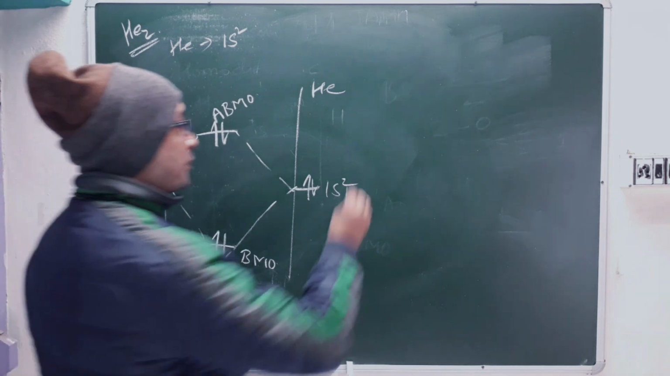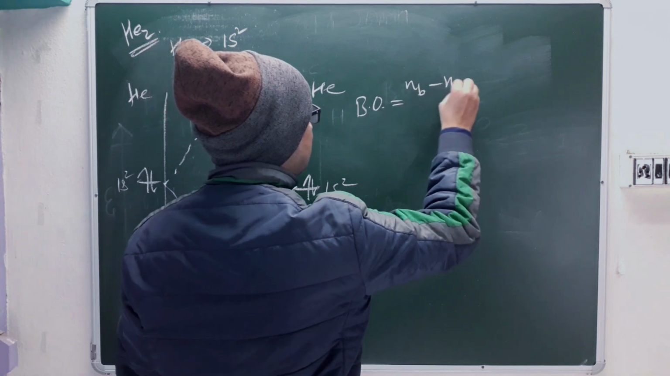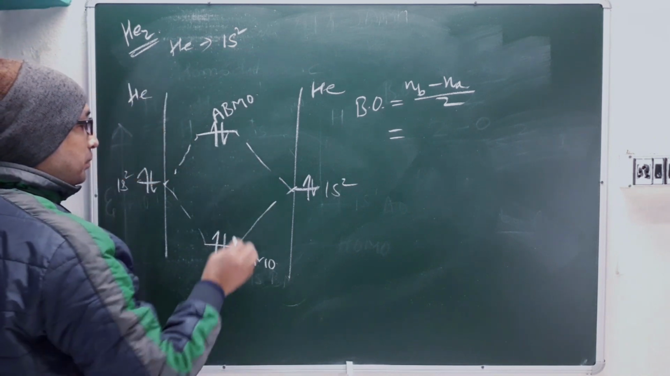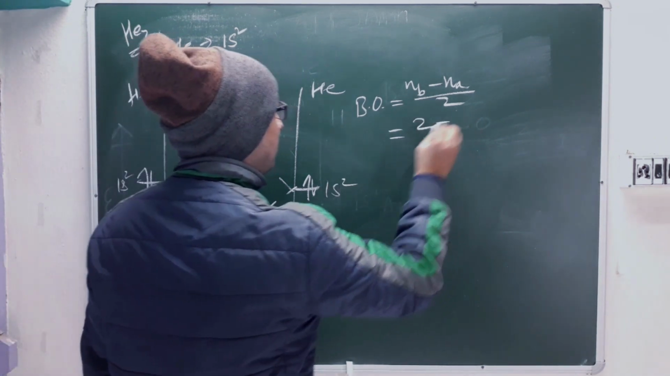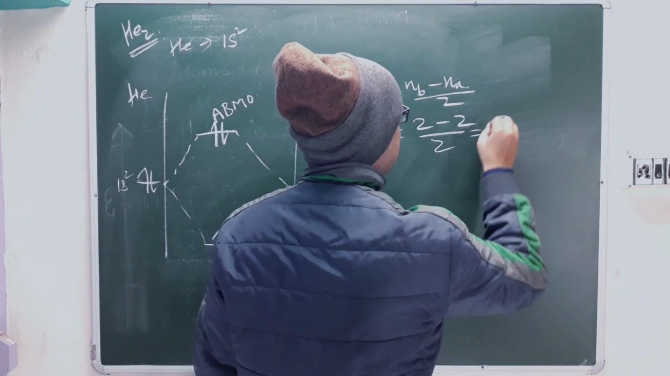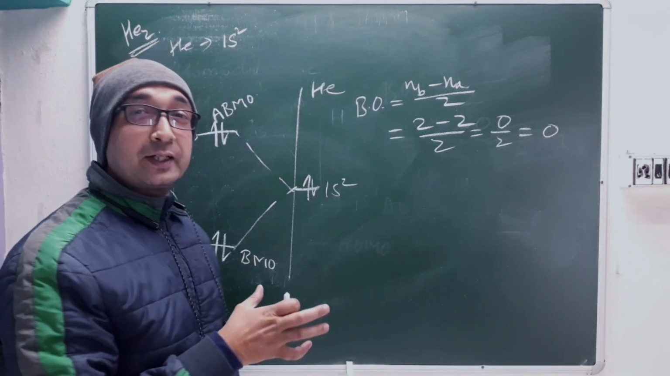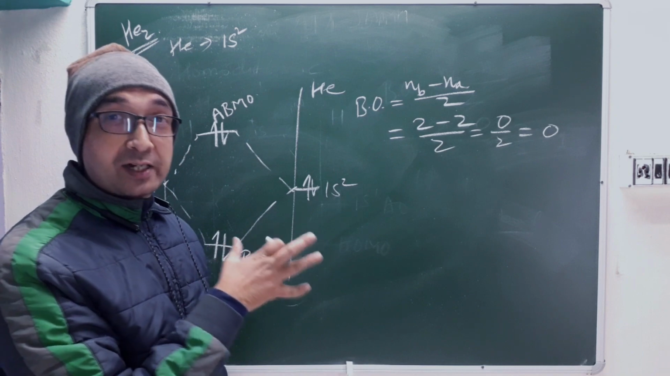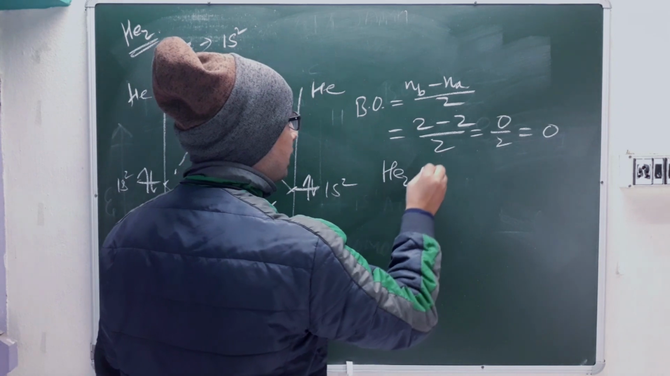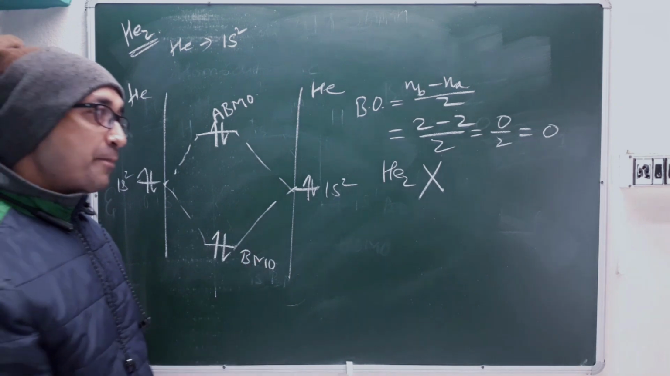So now you just see what will be the bond order for this molecule. Number of electrons in bonding minus number of electrons in anti-bonding, divided by 2, right? So what will be the number of electrons in bonding? It will be 2, minus the electrons in the anti-bonding side, which is 2, divided by 2, right? So it will be 0 over 2, total 0. The bond order is 0. Bond order means how many bonds are there between those two atomic orbitals. So how many bonds are there? 0 bonds. It means He2 doesn't exist. Correct? He2 doesn't exist.